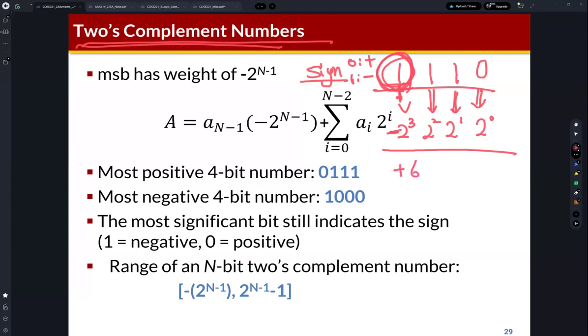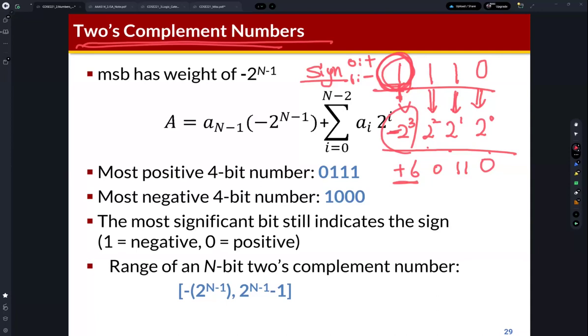Then how can you represent plus 6? It's the same, actually. It's a plus, so the sign bit is 0. And because this is 0, we can just define the magnitude of this number like 110.